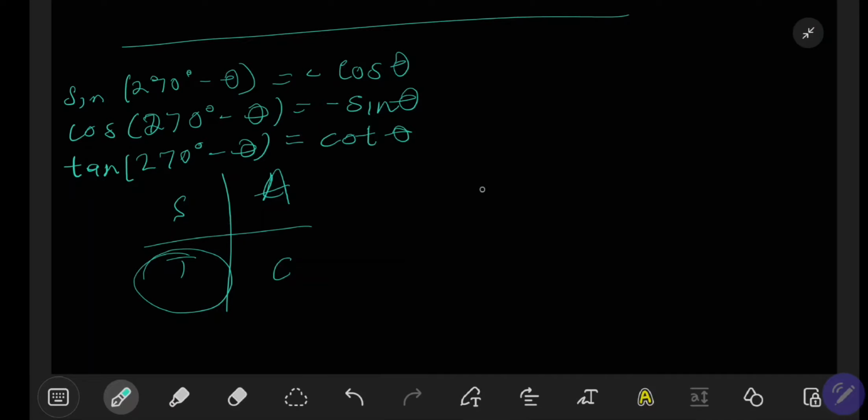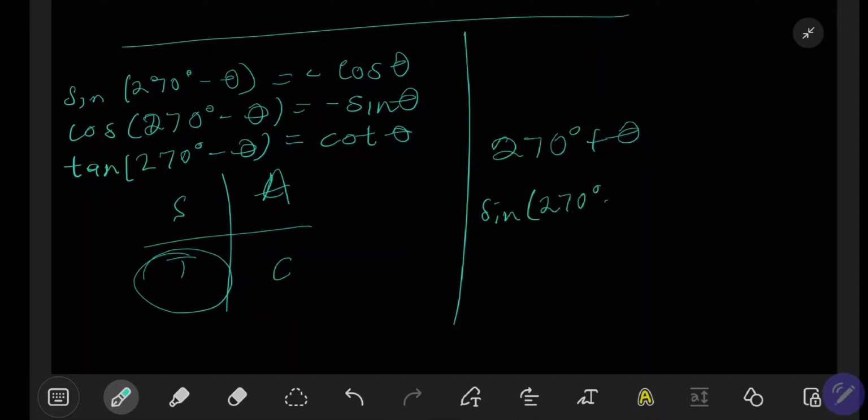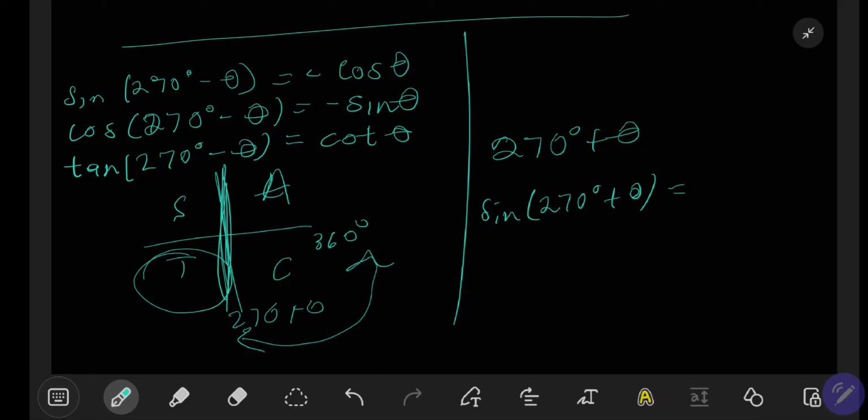Then similarly, if we have 270 degrees plus theta, which is our reference angle here, then the sine of 270 degrees plus theta, it means this is 270, this is 360 degrees. 270 plus theta falls within this interval here, which is the fourth quadrant. Now sine is negative in the fourth quadrant, but it will change to its co-ratio because we are working relative to the vertical line. Then it will be negative, and the co-ratio of it will be cos of theta.